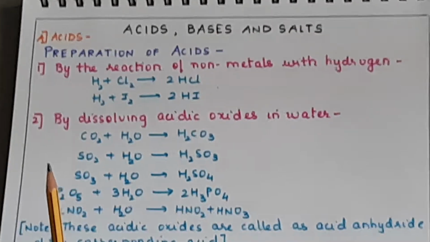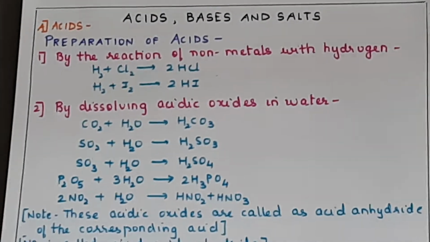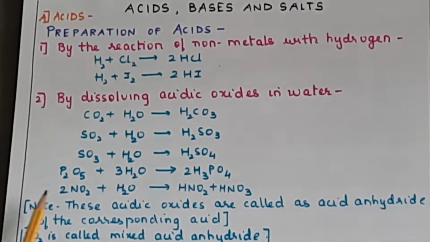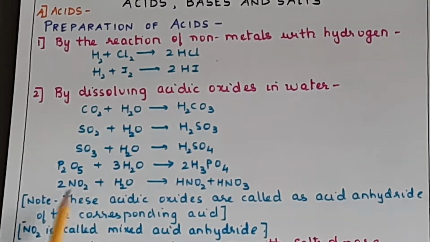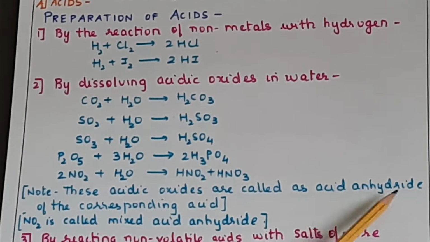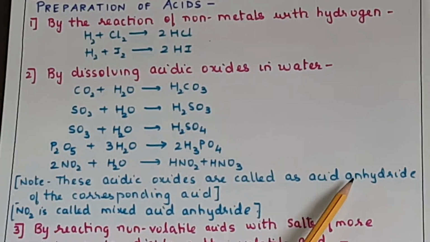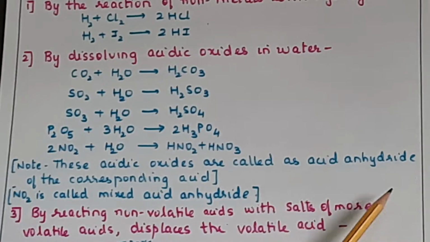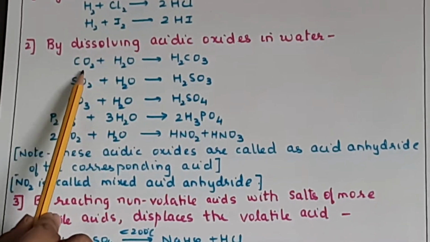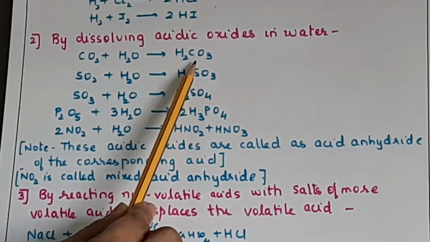Now just here you have to remember, this is very important. All these acidic oxides are called the acid anhydride of the corresponding acid. Now what is an anhydride? Just try to understand. Anhydride means without water. So when you add water to this anhydride, you get the corresponding acid.